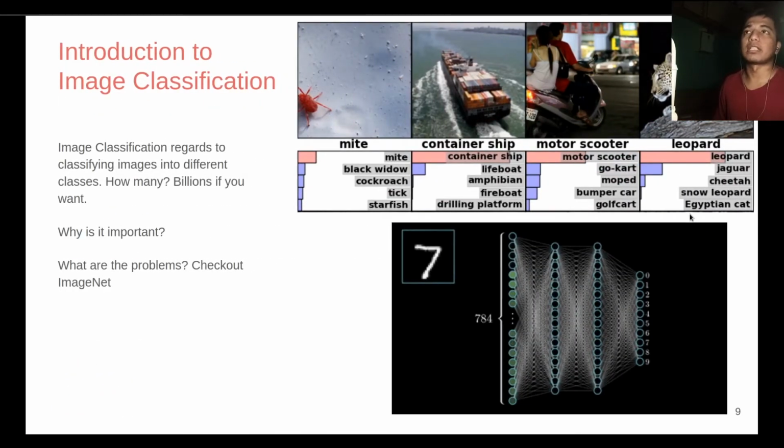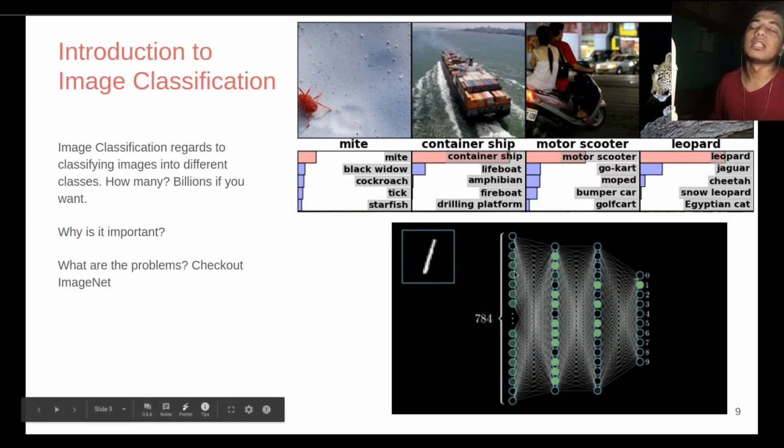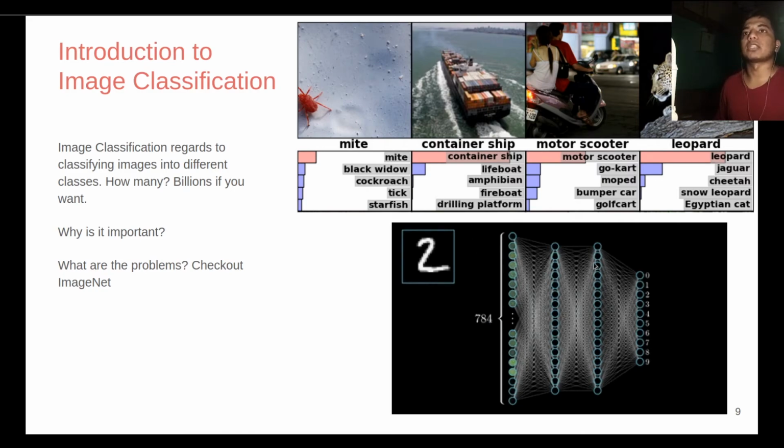Moving forward, image classification. As I have previously mentioned, looking at a picture, we have to classify which class it belongs to. For example, if we look at a picture of a container ship, we would want to tell that it's a container ship. Maybe it could be a lifeboat, but it could definitely be a container ship, and that's what we want. So for example, you're looking at a dense neural network which is classifying the handwritten digits of MNIST into these 10 different classes of digits 0 to 9. So it's an example of image classification.